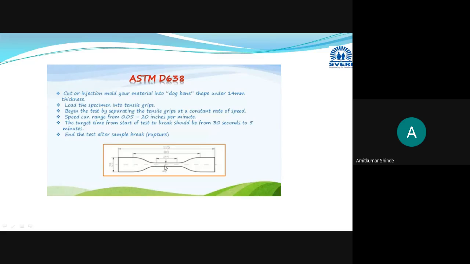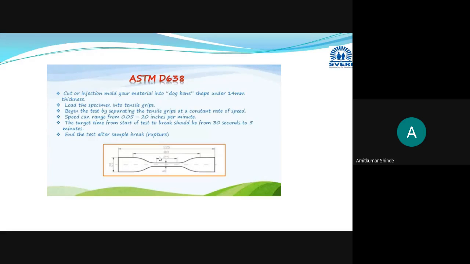And here, for this specific plastic tensile testing method, the time required will be from 30 seconds to 5 minutes. It does not take more time. In this method, other than the tensile strength, lots of properties can be determined, like toughness and resilience of that particular material. These properties can also be determined with the help of this testing method only. So this is the first testing method, the tensile testing method, which we are going to conduct on the plastic material.